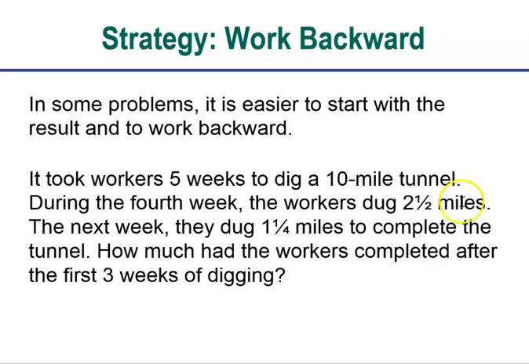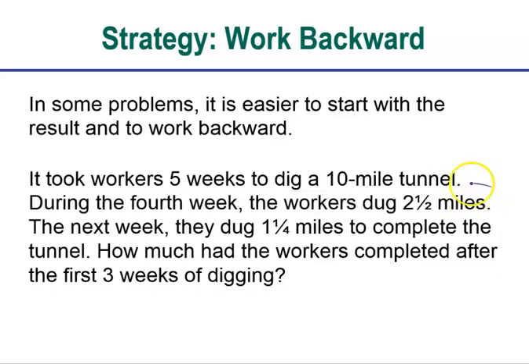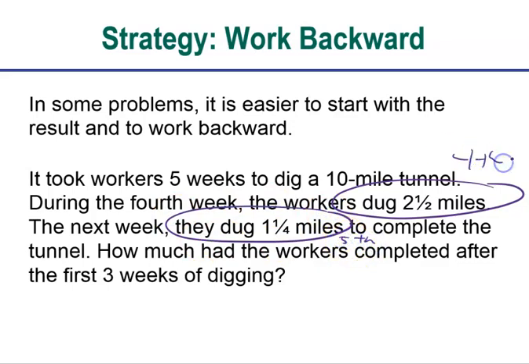It says during the 4th week, they dug 2.5 miles. 4th week, 2.5 miles. The next week, that's the 5th week right there. And if we know the 4th week and the 5th week, can we not just subtract that from the 10 miles to get what was dug in the 3rd week? And that's all there is to this. This was not crazy hard like the other ones, y'all. This is just working backwards.